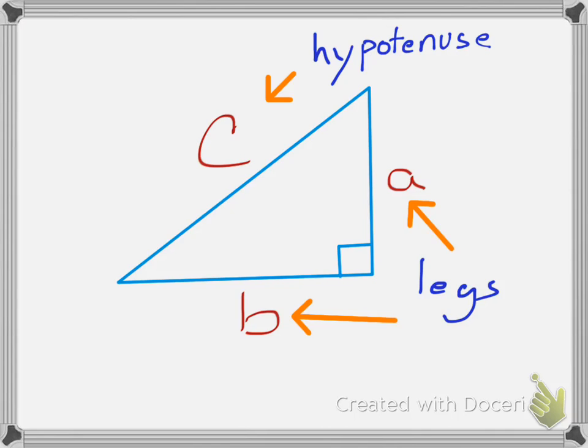So, here are the components of the right triangle. We have two legs, A and B. B usually means base, A means, I don't know, altitude, I don't know what it really stands for. And C stands for a hypotenuse.